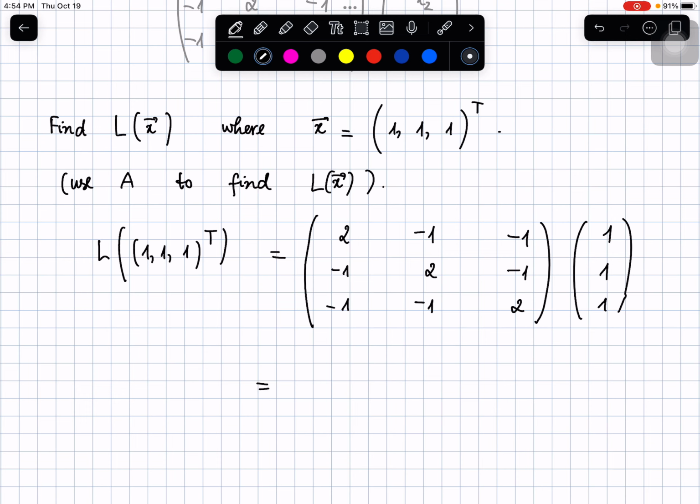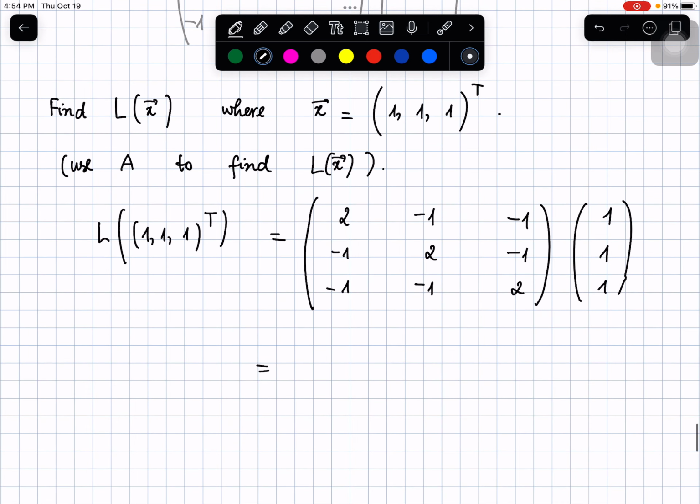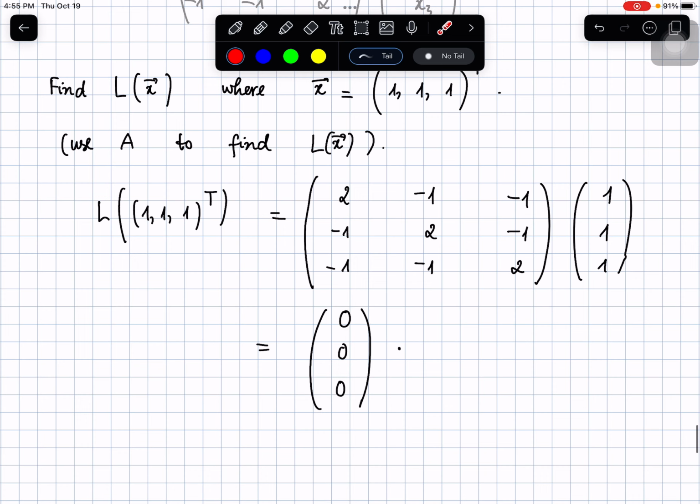Okay, and what is this? This is 0, this is 0, and this is 0. Oh, interesting. So what does that say? Even though the exercise didn't tell us, this means that this vector (1, 1, 1) is in the kernel of F, right? Okay.